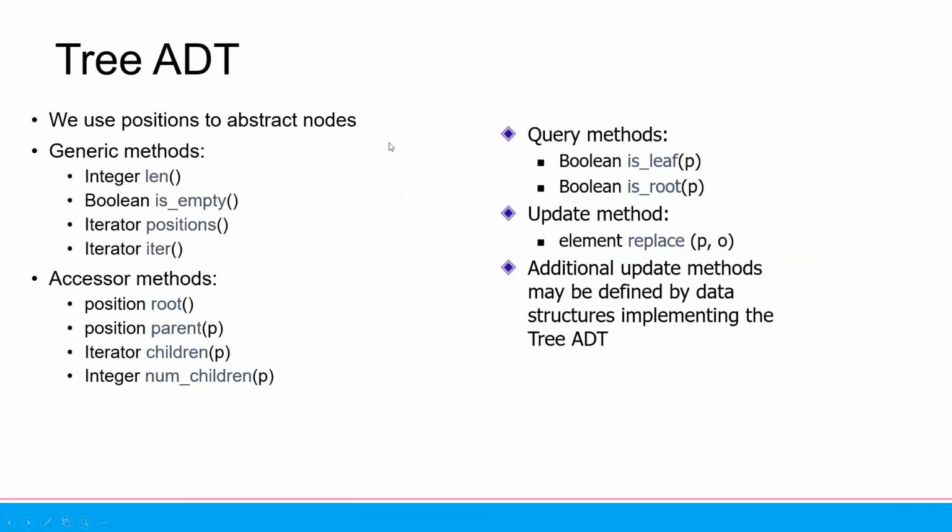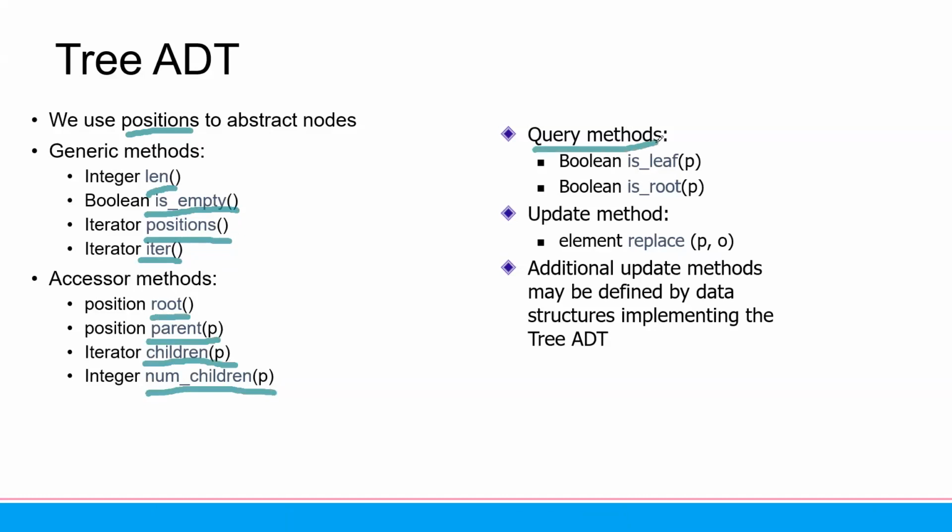In the tree ADT, we can use positions to abstract nodes, and there are some generic methods. We want to know the length. We want to check whether the tree is empty or not, and then we want to iterate over the positions, and we can iterate over each of the elements. For the accessor methods, I want to check what is the root, and what is the parent of position P. I can check every child of position P and the number of children at position P.